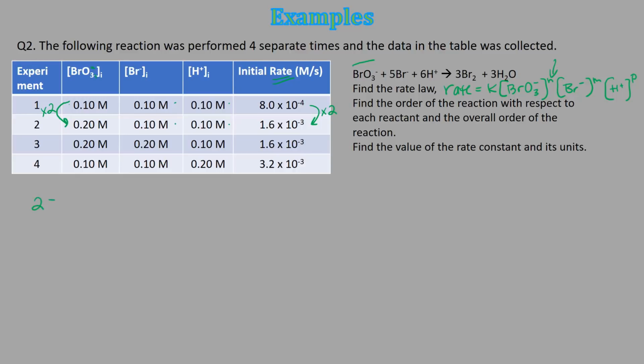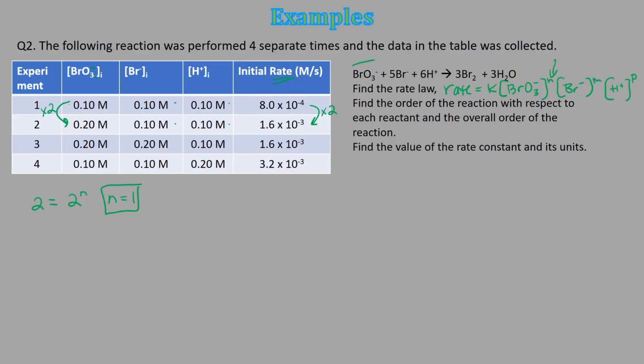So 2 is equal to, and then the concentration of bromate is doubling. So 2 is the concentration of bromate. The K would cancel out, the bromide would cancel out, and the hydrogen ion would cancel out. So that means that N is equal to 1. You'll find that first order is the most common. All right, so N is equal to 1.